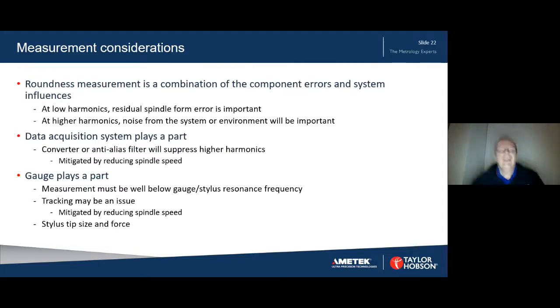Excuse me a second. The light's just gone out. There we go. That's back.